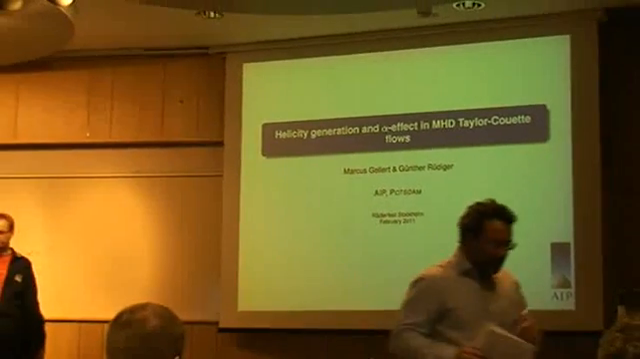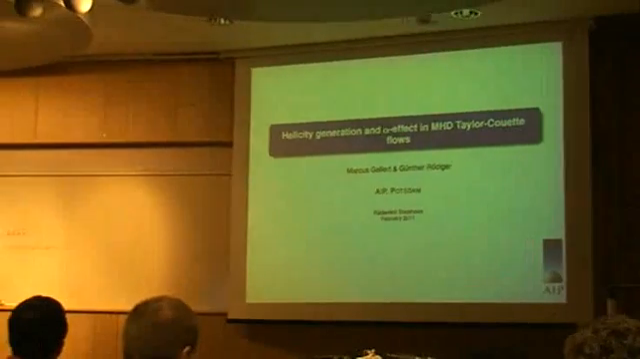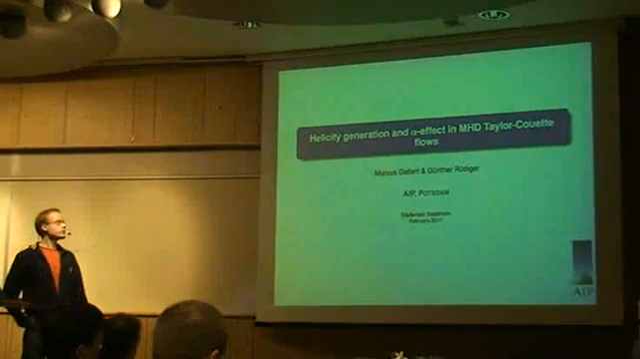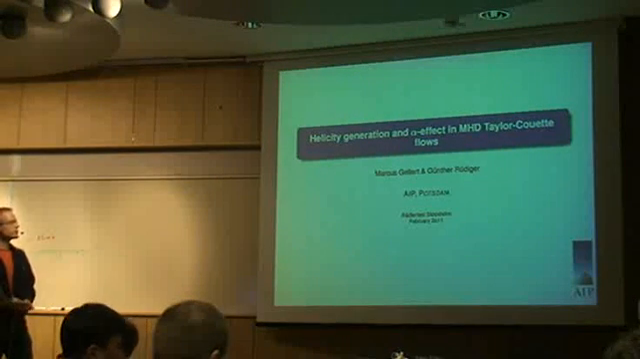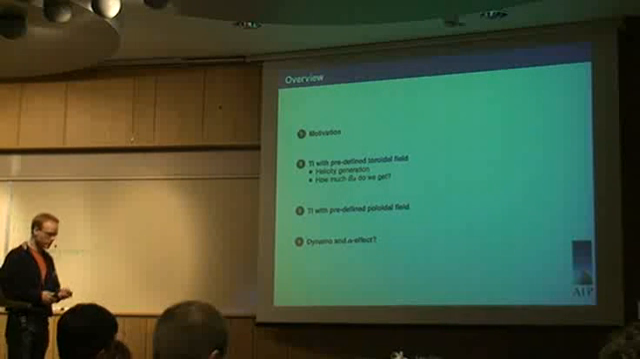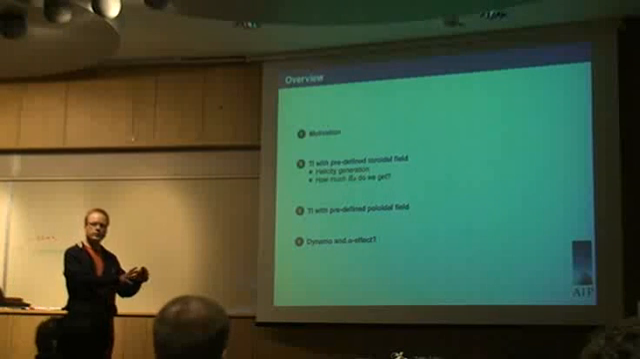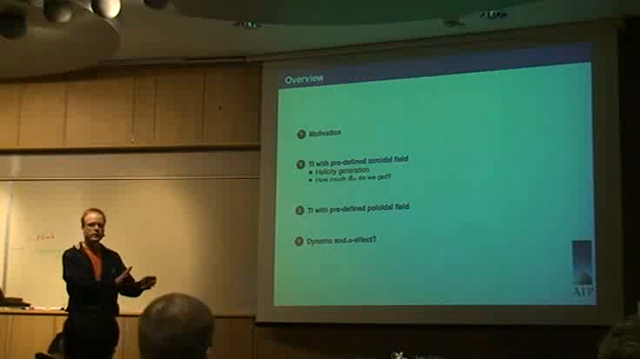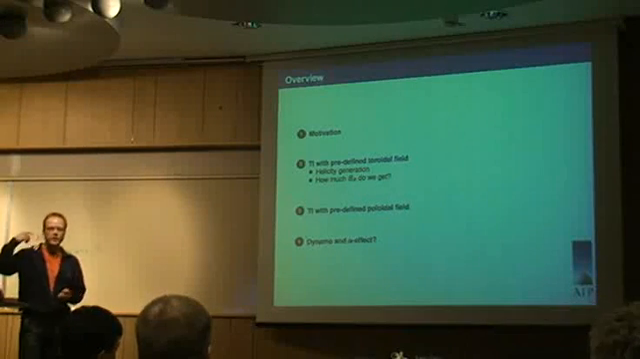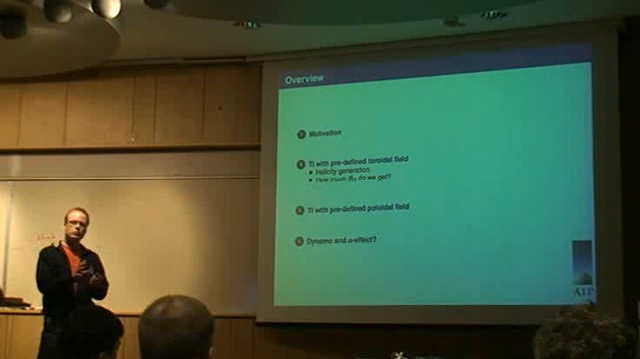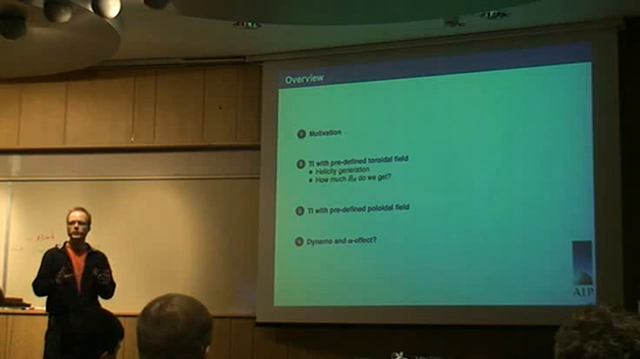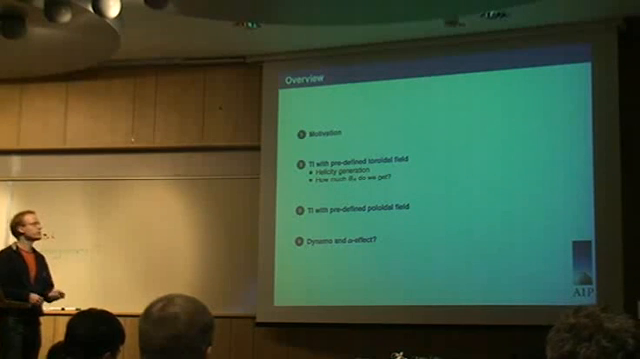Okay, thank you, Alfie. Yeah, we continue with the cylindrical geometry. I want to talk about helicity generation and alpha effect in MHD Taylor-Couette flows. Start with a motivation. On one hand, we have the laboratory experiments, which have really nice time scales, and we can change everything. But of course, the idea behind is to figure out what is really important for the astrophysical bodies, or the inside of stars, for instance.